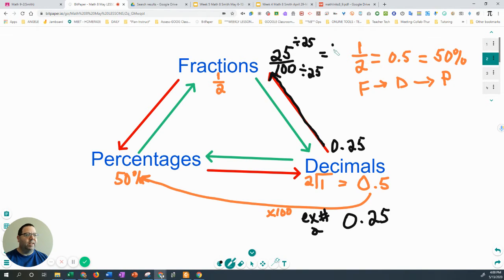I was waiting there. 1/4. Okay, so I'll do it over here. So this time I started with the decimal, right? And from the decimal we could get the fraction, right? So that's equal to 1/4.